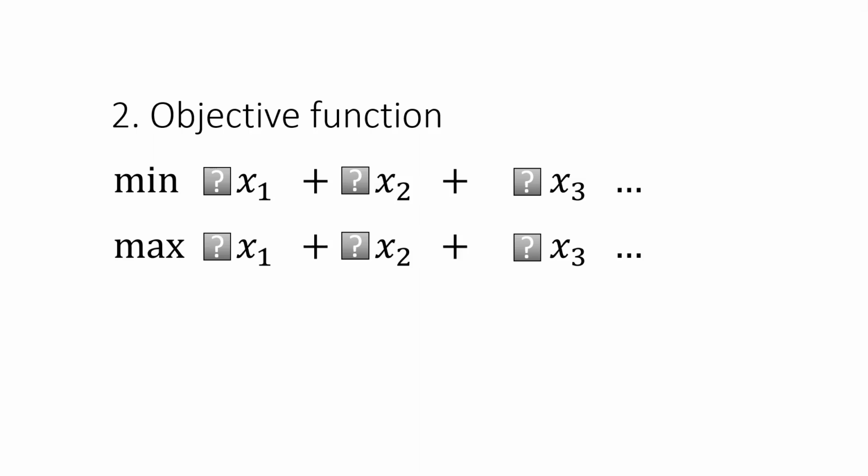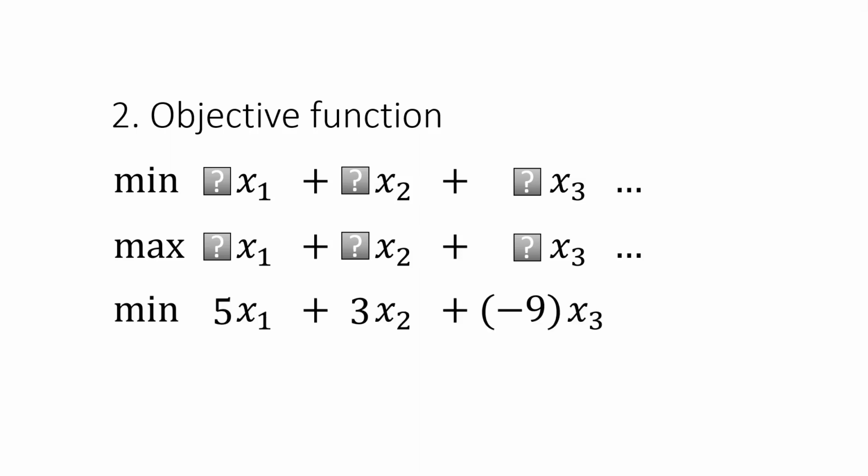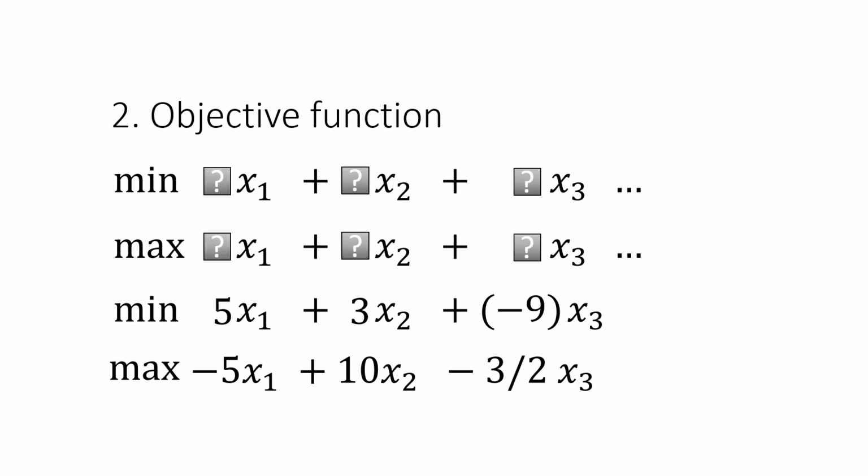So you can maximize some number times x1 plus some number times x2 plus some number times x3, and so on. Of course, the same applies if your variables are not called x1, x2, x3, but have some other names. For example, you could say you want to minimize 5 times x1 plus 3 times x2 minus 9 times x3. So this question mark can also be a negative number. Or you could say you want to maximize minus 5 times x1 plus 10 times x2 minus 3/2 times x3.